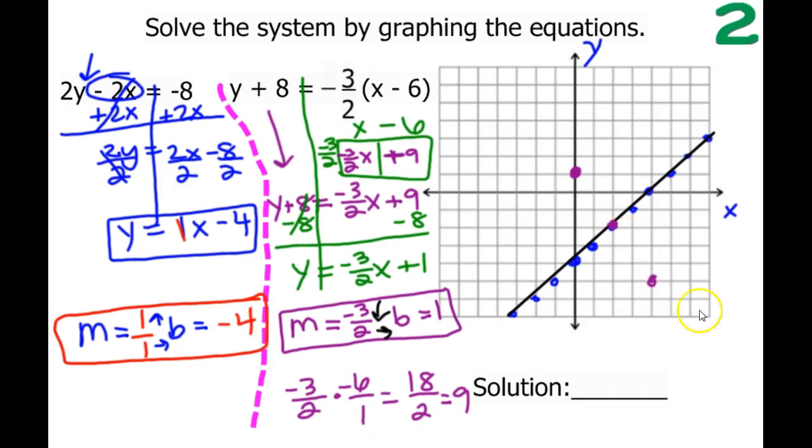But I'm going to keep going so I can create my line. Instead of down and right, I can also go up 3 and 2 to the left, just to get my line to go all the way across the page. So my solution, these two cross right here. On my x-axis, that's 1, 2. And on my y-axis, that's negative 1, negative 2. So there's my solution.